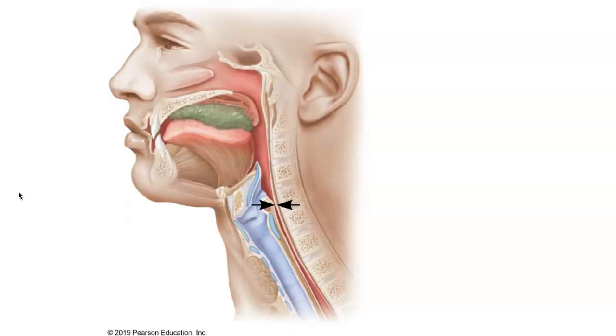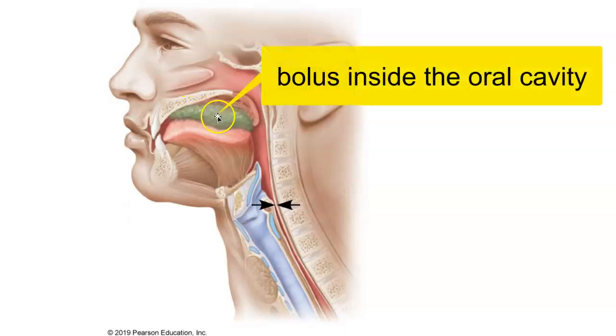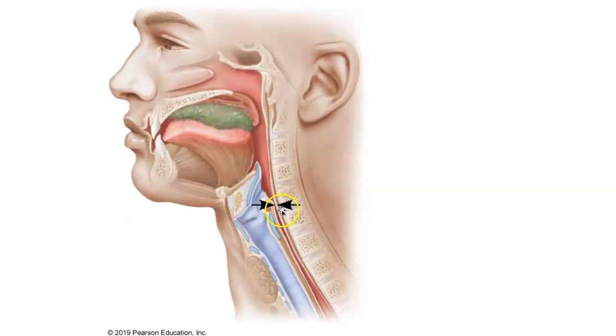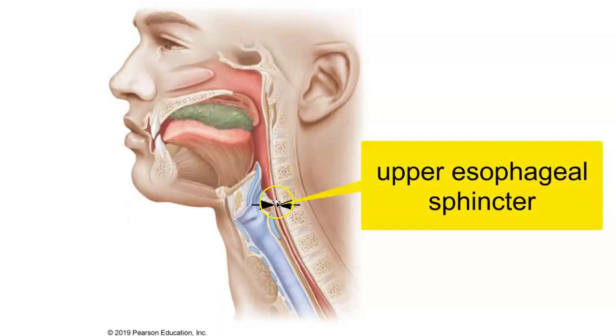The way that the esophagus propels food into the stomach is by peristalsis. Here, the green mass is representing chewed food mixed with saliva. We would call this a bolus. Here it's in the oral cavity, and we can see that the top of the esophagus is pinched shut.